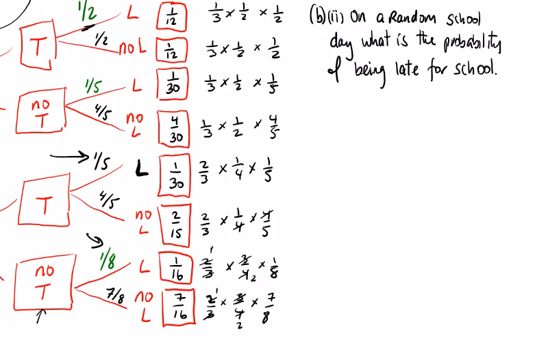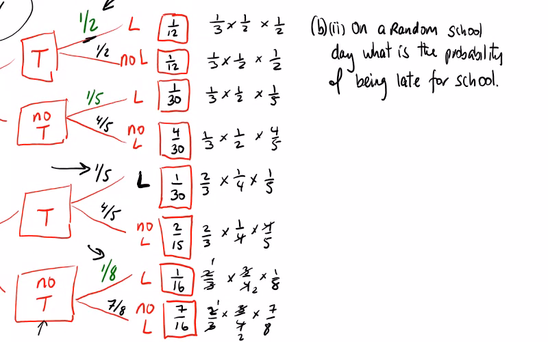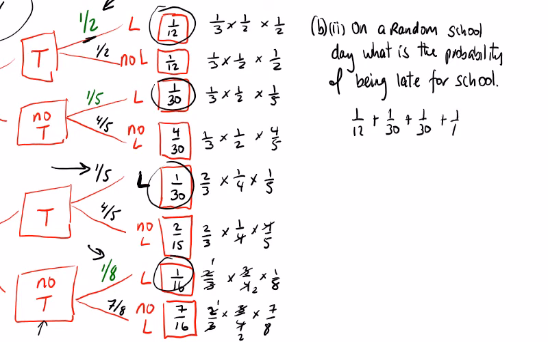B part 2, you're asked quite simply, on a random school day, what is the probability of being late? So I have my 4 lates. I've got my 1 over 12, my 1 over 30, my 1 over 30, and my 1 over 16. So 1 over 12 plus 1 over 30 plus 1 over 30 plus 1 over 16. I'm just going to type this into a calculator. It's coming up as a simple fraction, 17 over 80.